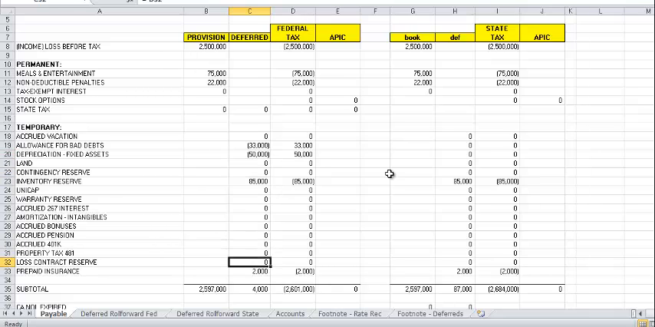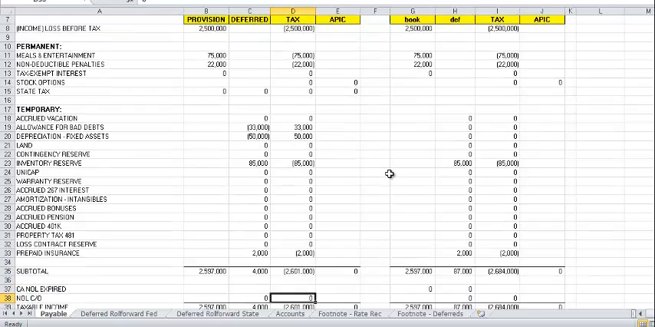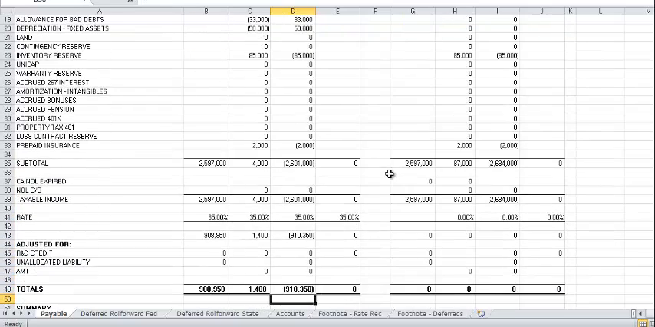Okay, so I think I've captured all the differences, and my taxable income is 2,601,000. It looks like I have credits this year of 24,500.